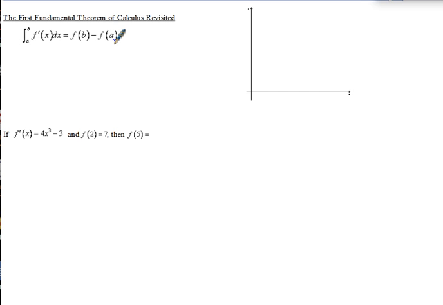But we're going to look at this in a slightly different way to see how that can help us solve some different types of problems. So let's see what would happen if we added f of a to both sides of the equation. Well, that would give us f of b by itself. And let's just switch the sides of the equation here.